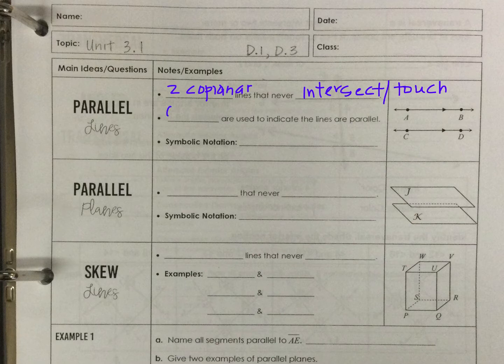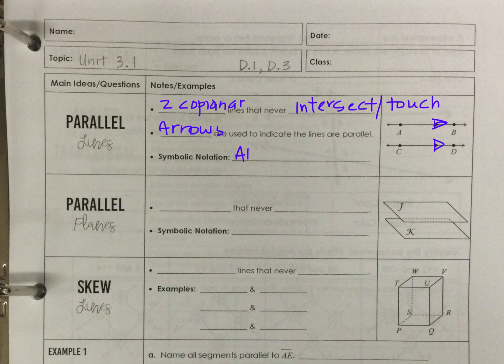We use arrows to indicate that the lines are parallel. So these two arrows right here show me that those two lines are parallel. And the notation would be line AB is parallel to line CD. So we need to remember that that means parallel.